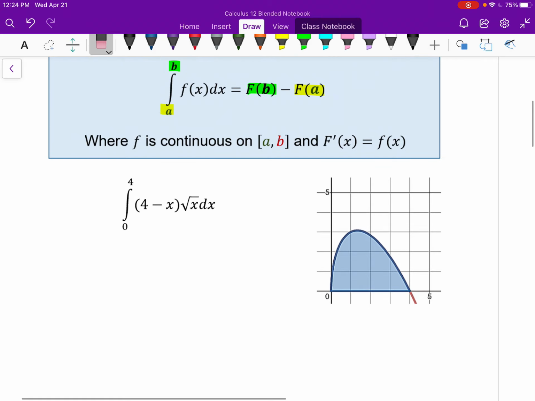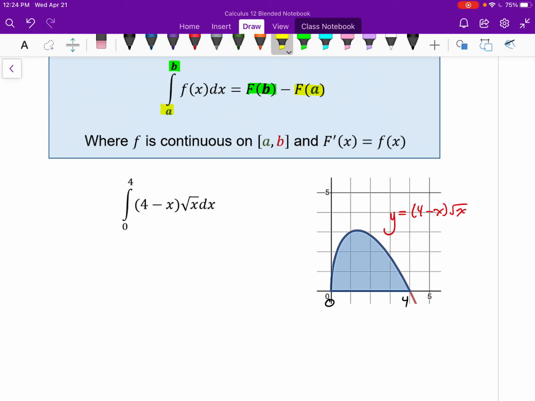Here is a function, and the graph you see here is the graph of 4 minus x times root x. And I want to find that shaded region, which we can see is from 0 to 4. And that matches up with the integral we see here. All right, so how do I find the area of that region? It's not a circle, I can't just use a basic area formula from previous grades. I can use the fundamental theorem of calculus.